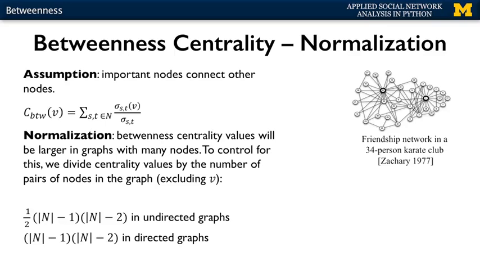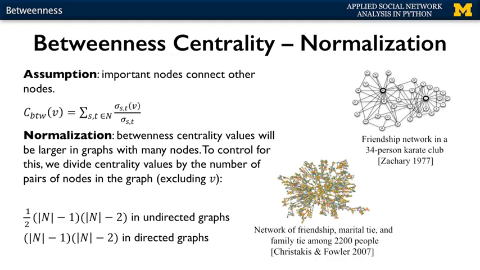So far, we haven't talked about normalizing the betweenness centrality in any way. And the problem with this is that nodes that are in graphs that have a larger number of nodes will tend to have higher centrality than nodes of graphs that are smaller in terms of the number of nodes. That's simply because in large graphs, there are more nodes S and T to choose from to compute the centrality of the nodes. And so, for example, if we look at this friendship network in a 34-person karate club, the nodes there are going to have lower centrality than the nodes in this larger network of 2,200 people.